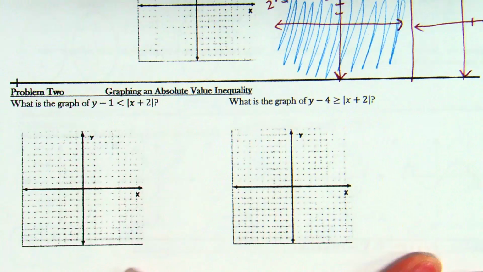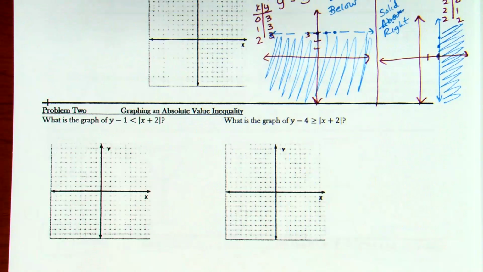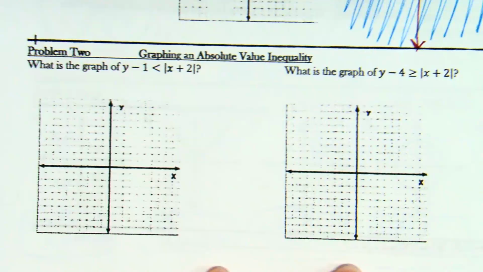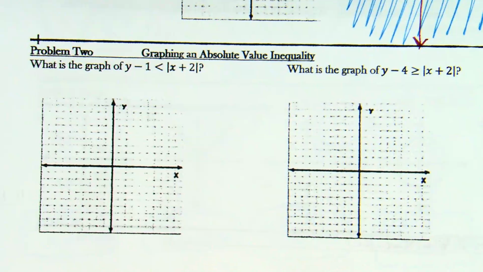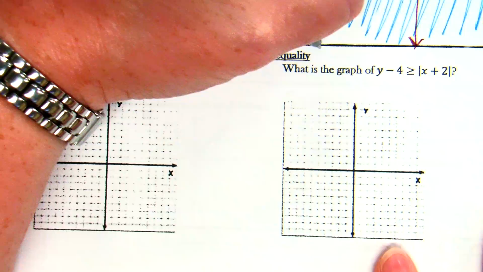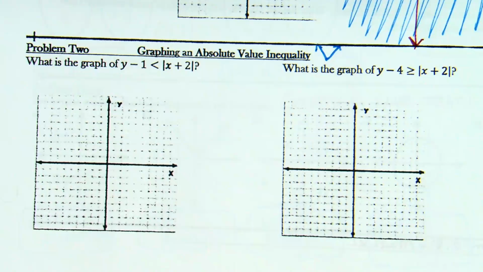Okay. Problem 2. What do you guys notice about problem 2? What do these have? Absolute value. Have we done absolute value recently? What does an absolute value graph look like? A V with a pointy point. Okay, so just a V. These graphs are going to be V's because we have absolute value in them.